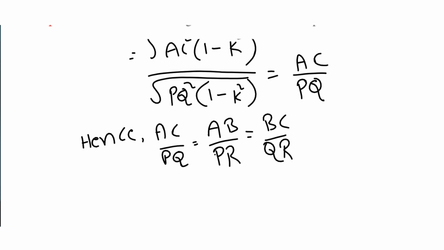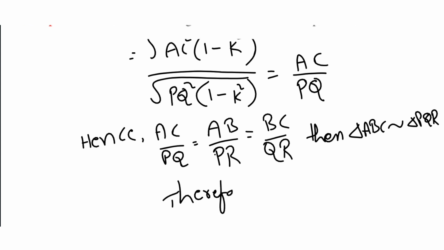Then triangle ABC is similar to triangle PQR. Therefore, angle A equals angle P.